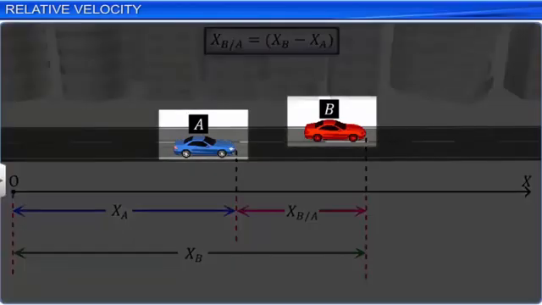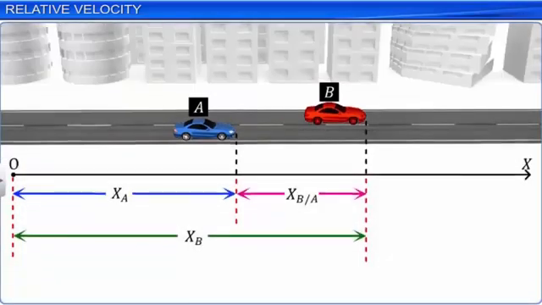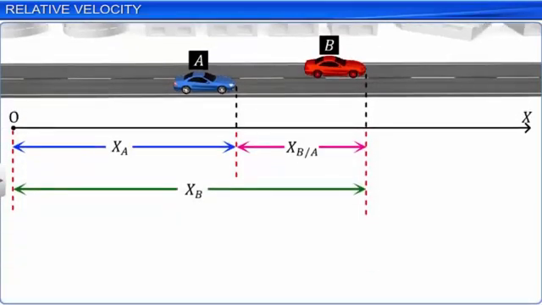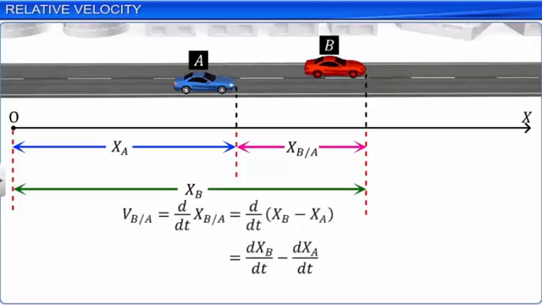Differentiating relative distance x_B/A with respect to time, we get relative velocity, which is denoted by v_B/A. By differentiating, we get v_B/A is equal to v_B minus v_A.